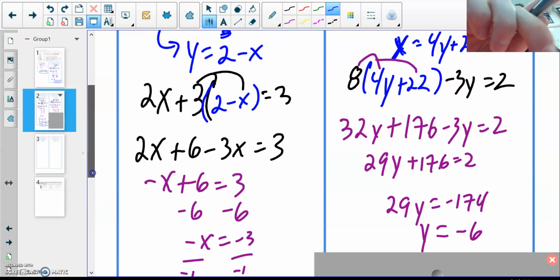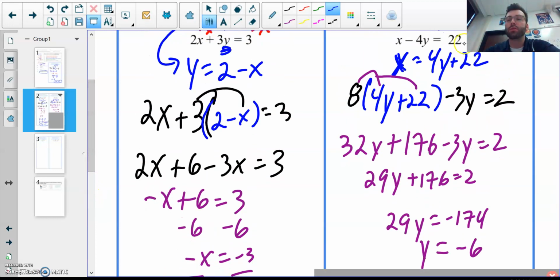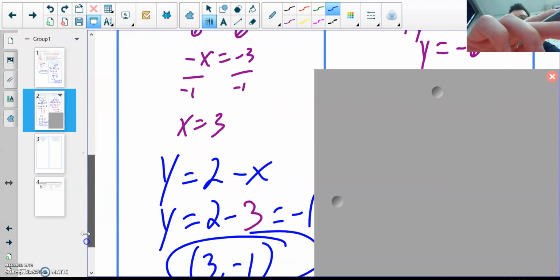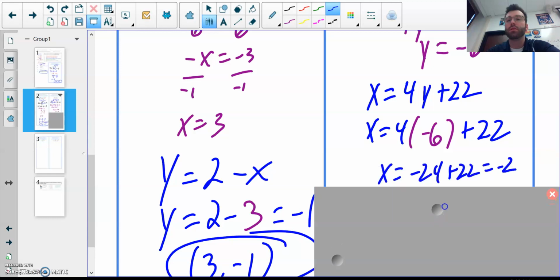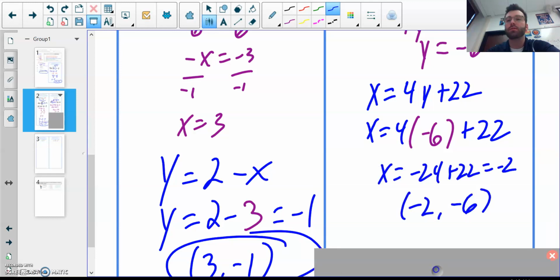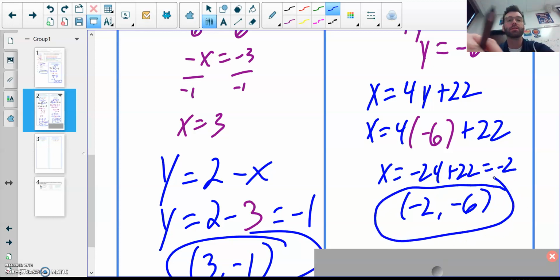Now, when I solve for y, I have to go back and solve for x. Well, x is isolated. So I have x equals 4y plus 22. y is negative 6. So x equals 4 times negative 6 plus 22, which is negative 24 plus 22, which is negative 2. And there's my solution: negative 2, negative 6.